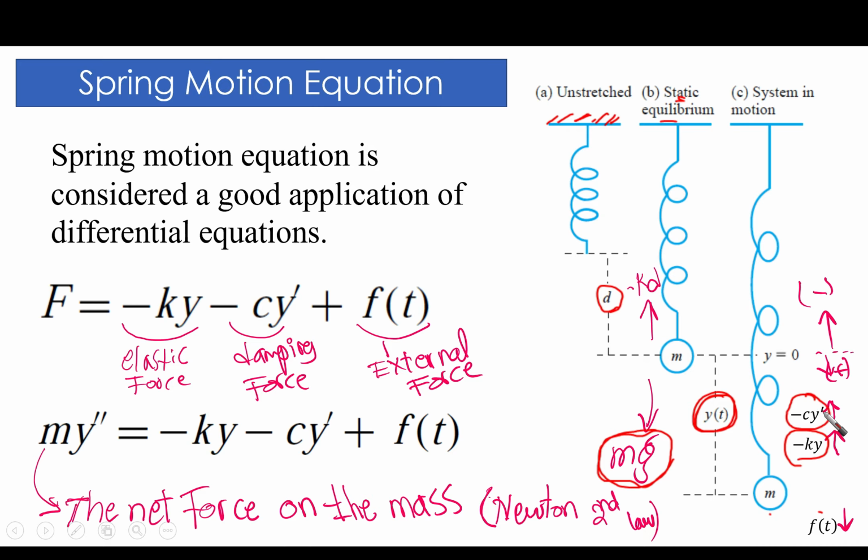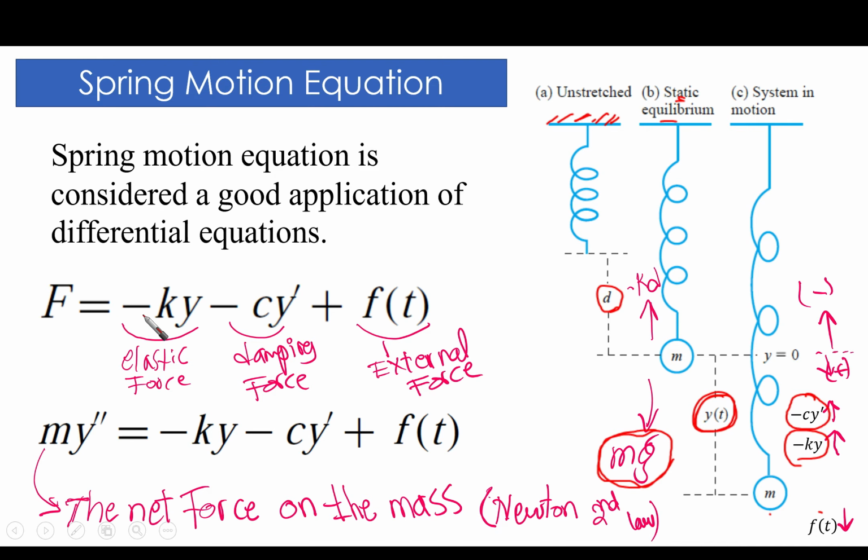It is related to y prime, the velocity. So this is based on experiments. We found that this velocity times a constant called the damping coefficient represents the damping force in a spring mass system. Okay, so now we have different forces. Let's put them together.